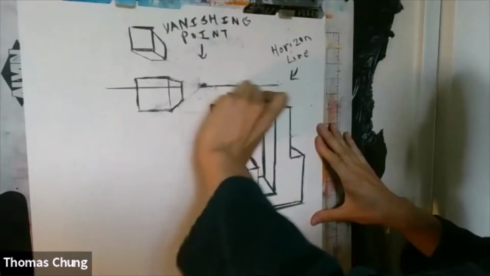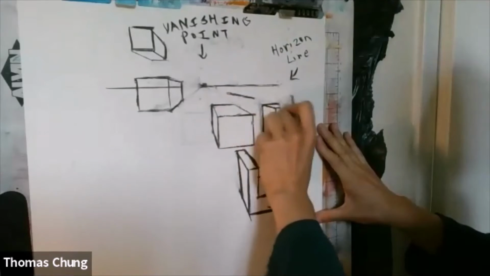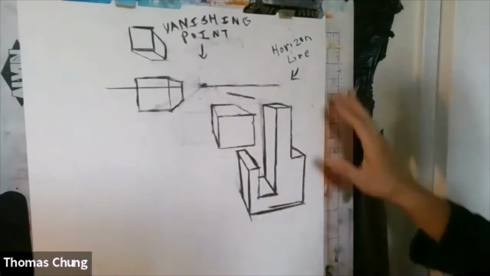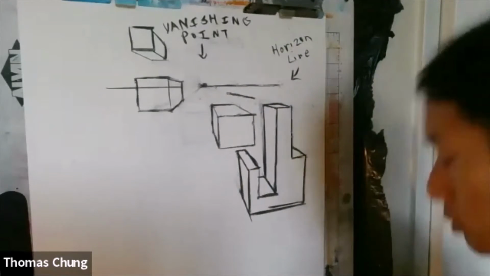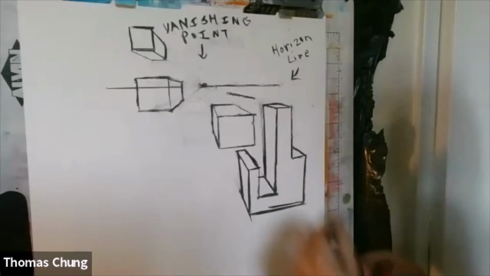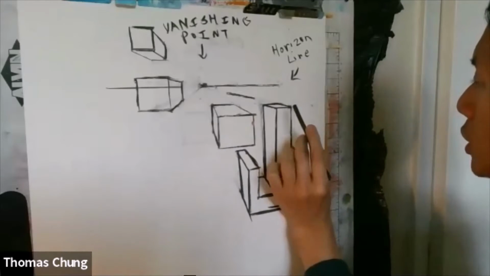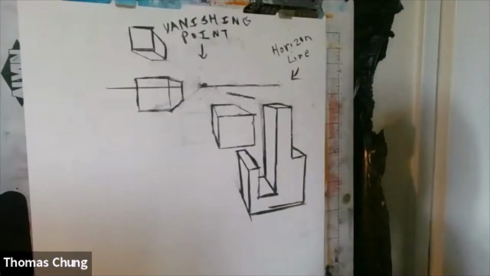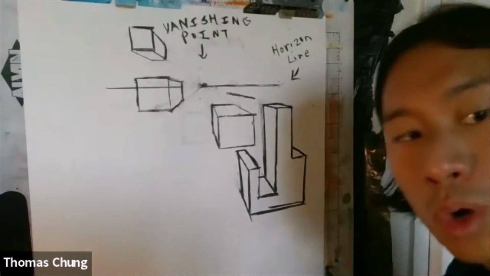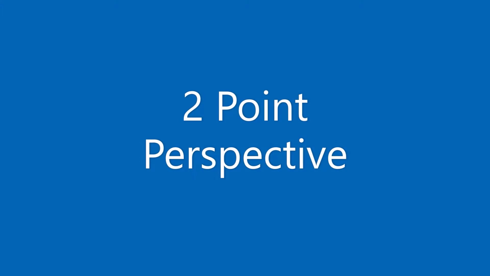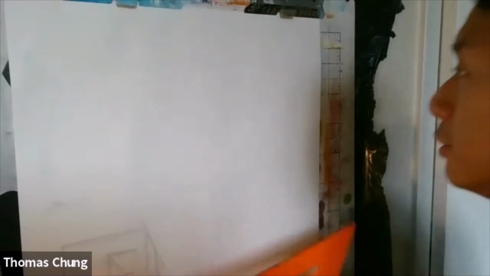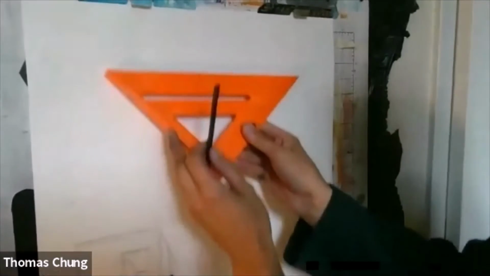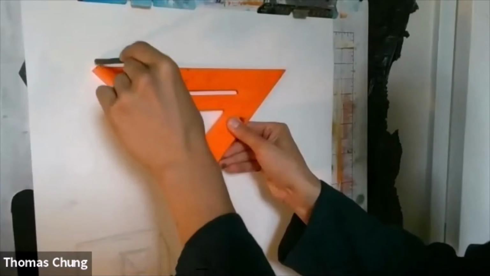So I want you guys to do a couple boxes, and then I want you to try to do an unusual shape. Make sure that it's geometric. Rounded forms can be worked into linear perspective, but just for our purposes for now, I want you guys to just stick with rigid forms. So that's 1 point perspective. So next, I'm going to show you guys how to do 2 point perspective. So with 2 point perspective, you still have your horizon line.